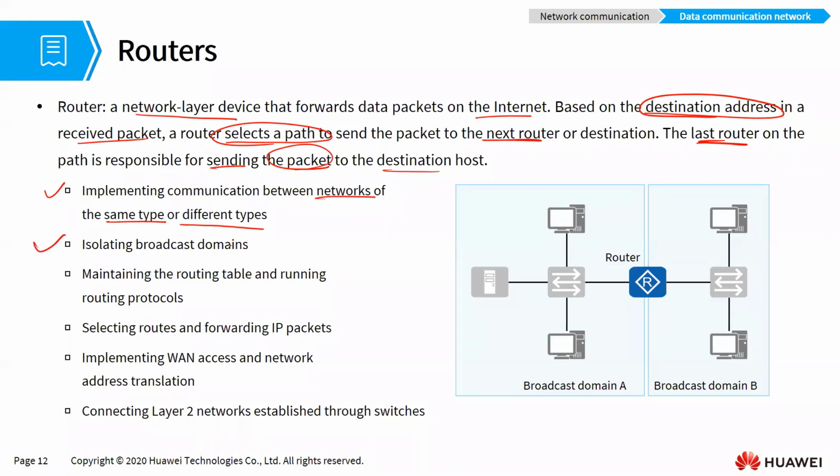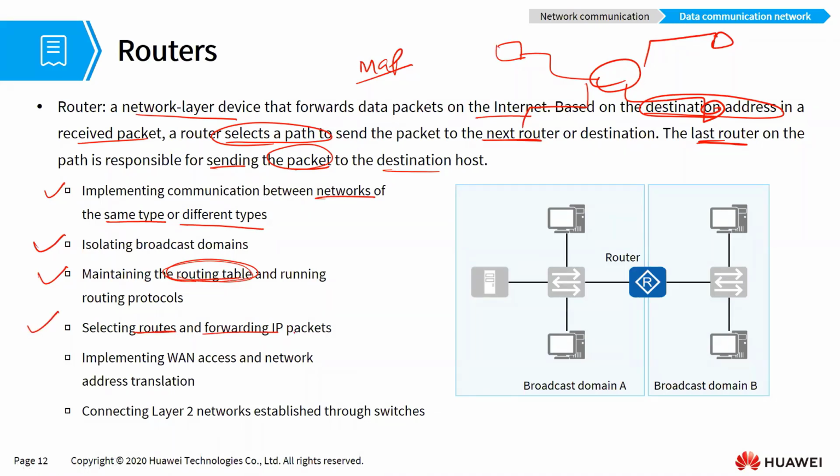Routers have a number of advantages or functions: implementing communication between networks of the same type or different types, isolating broadcast domains, which I've explained, maintaining the routing table, which is like a map of the network. I can find this network here, I can find this network here. A router has a routing table that maintains details of how to reach each of the destinations in the network, selecting routes and forwarding IP packets, implementing wide area network access, and even network address translation, which we shall talk about, and also connecting layer 2 networks that are established through switches.